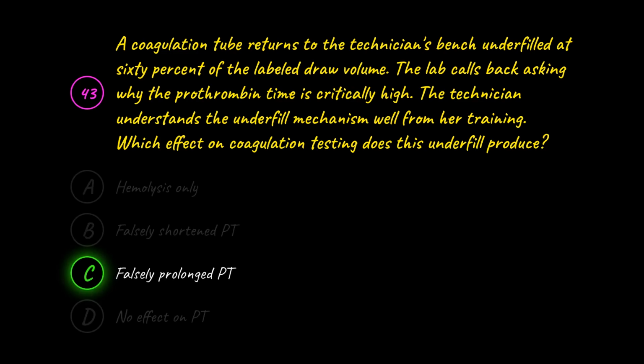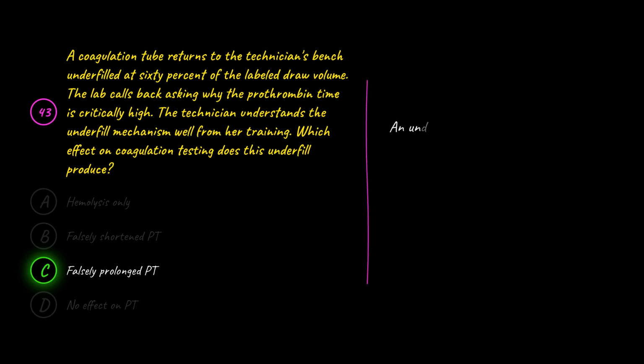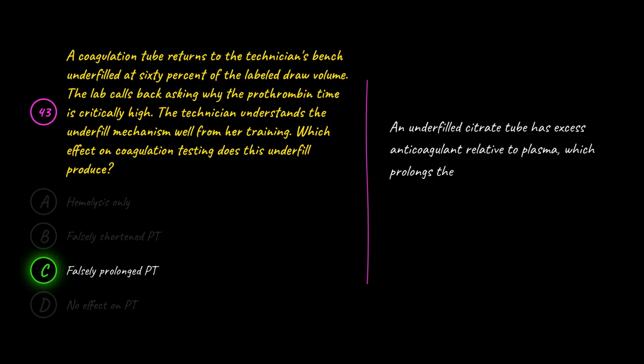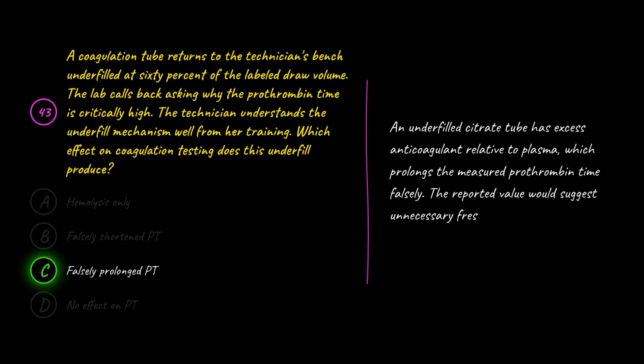Falsely prolonged PT. C is correct because an underfilled citrate tube has excess anticoagulant relative to plasma, which prolongs the measured prothrombin time falsely. The reported value would suggest unnecessary fresh frozen plasma transfusion if the clinician trusted the result without redrawing.